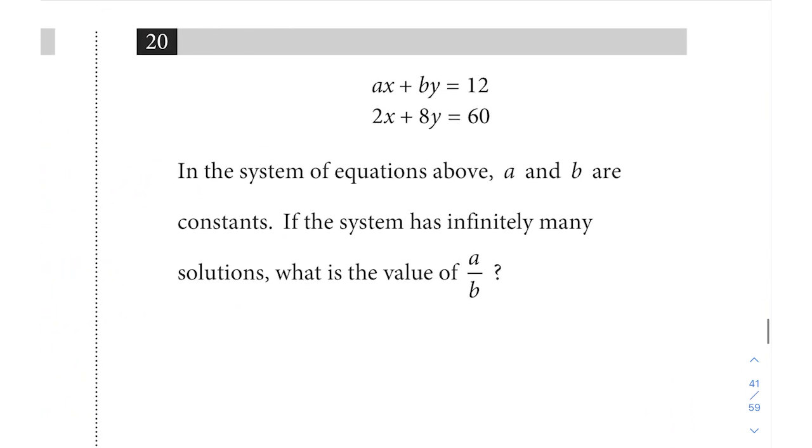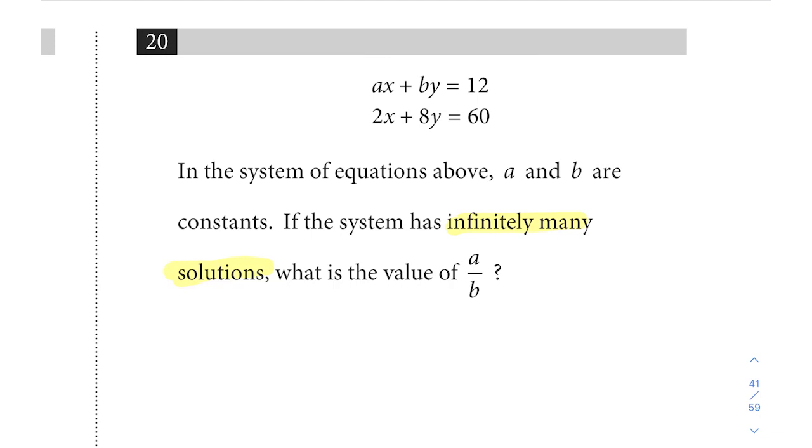Now let's take a look at another tough question in number 20. And this gives the system of equations and reads, in the system of equations above, a and b are constants. If the system has infinitely many solutions, what is the value of a over b? Here, the key is that they mention infinitely many solutions.